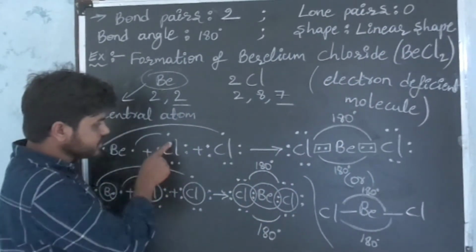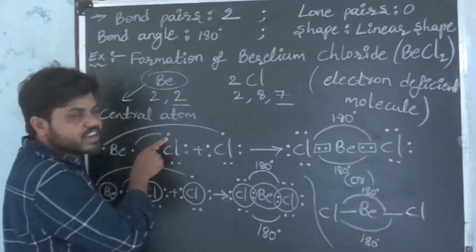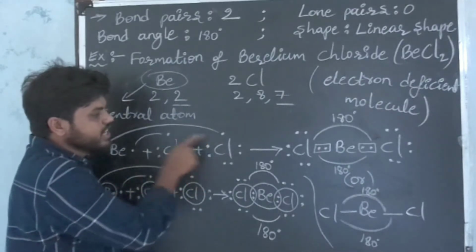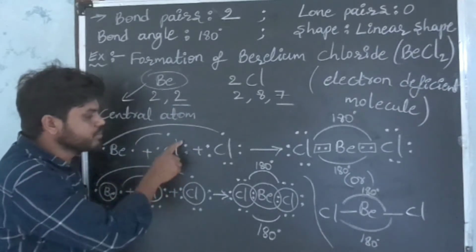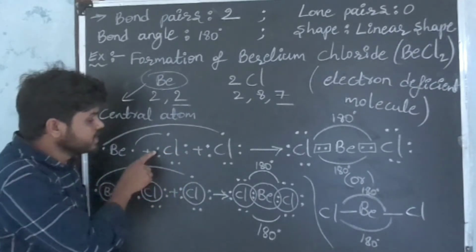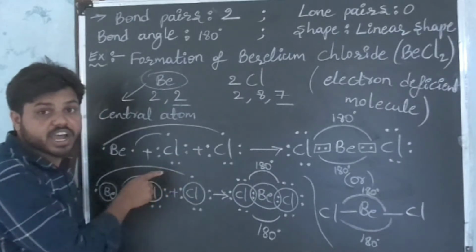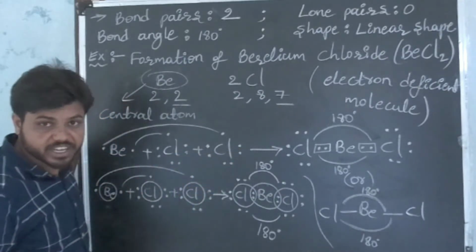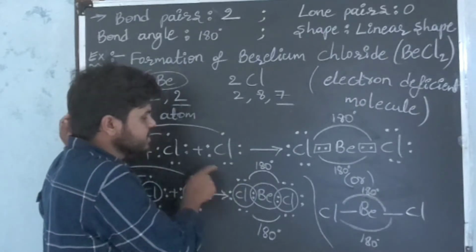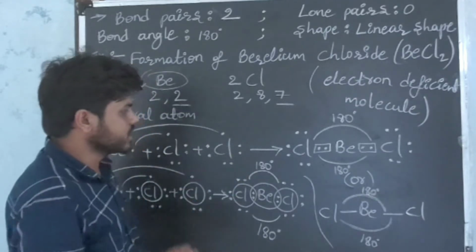Okay. Now, in each chlorine, one electron is participating. See here, one electron is participating in each chlorine. These 6 electrons are not participating in chemical bonding. That's why these 6 electrons are called unbonded electrons. Here also these 6 electrons are not participating, so they are unbonded electrons.